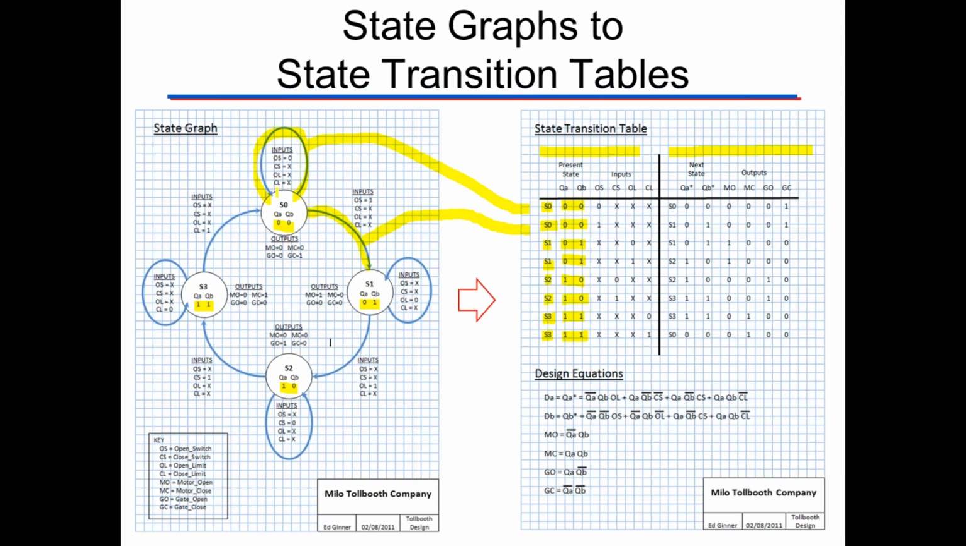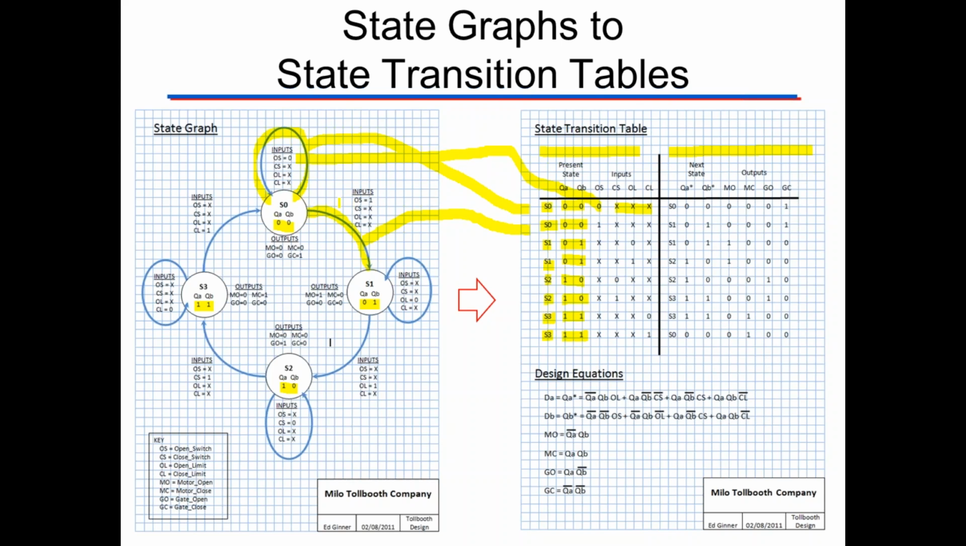Now we're going to look inside this area right here. Inside this area right here is our inputs for the first row. So if we take a look, the open switch has not been pushed, so it's a 0. If we follow that all the way over here, there's its value right there. Then the closed switch, the open limit switch, and the closed limit switch don't care. So we fill in X's there for don't care.